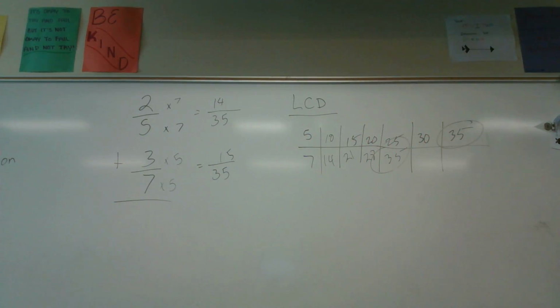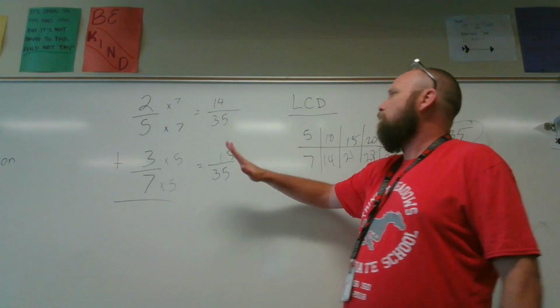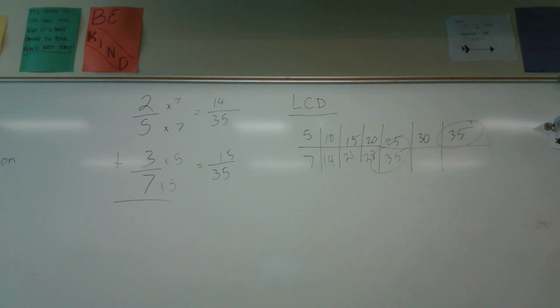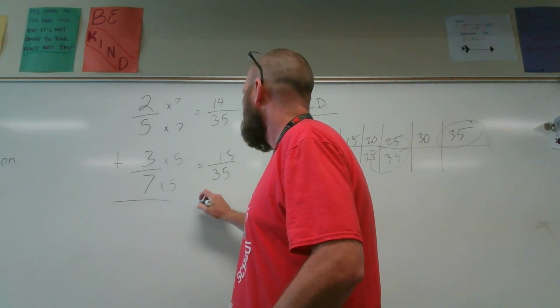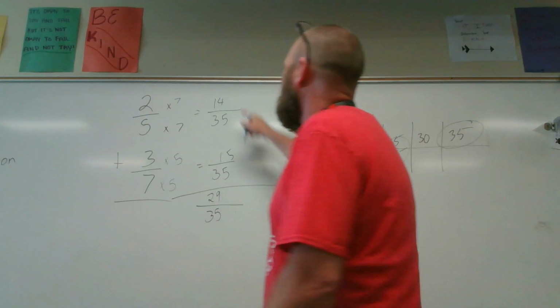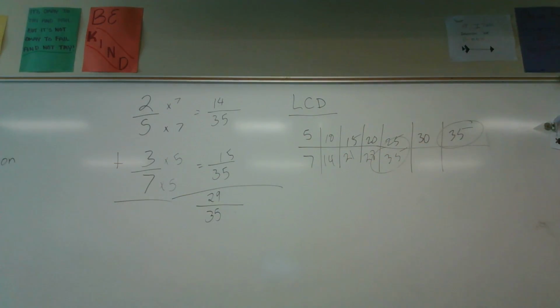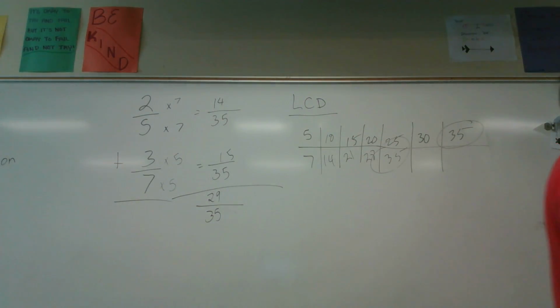Natalie, are you here today, Natalie? Oh, there you are. 14/35 plus 15/35 is? 29/35. You only add or subtract the numerators. The denominators have to stay the same. That's why we need to make fractions with equivalent denominators.